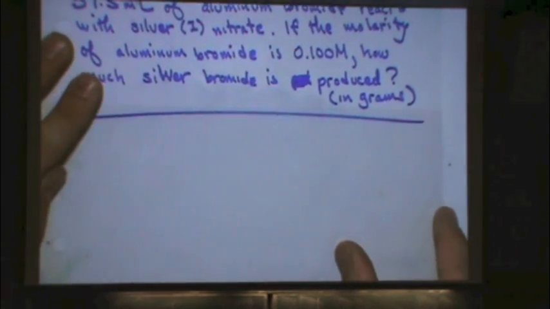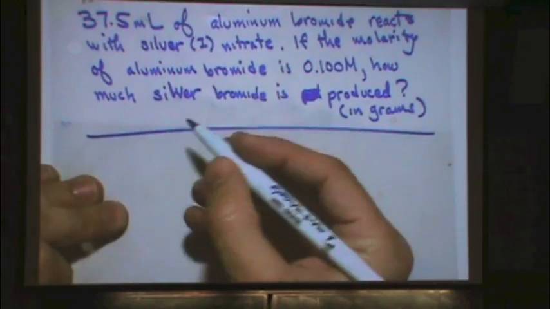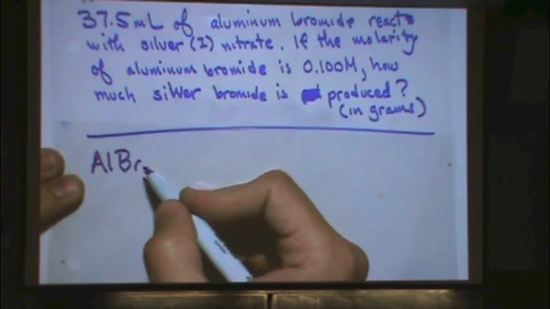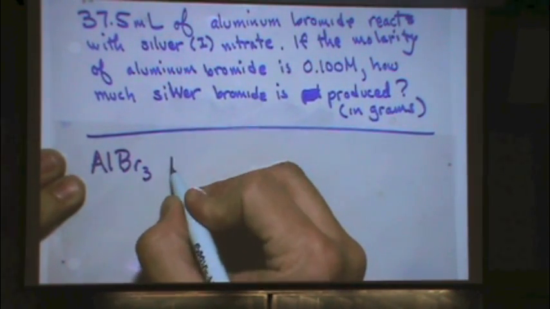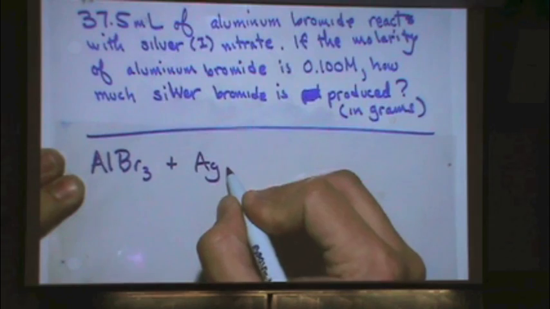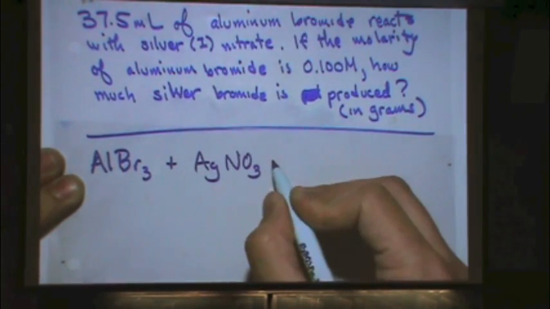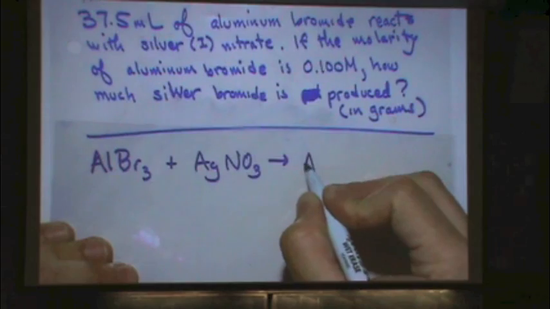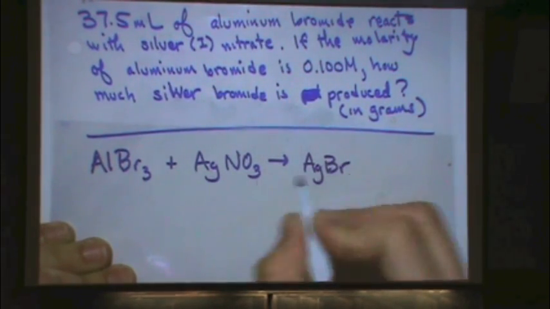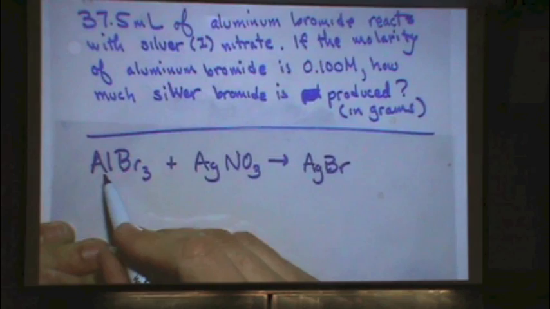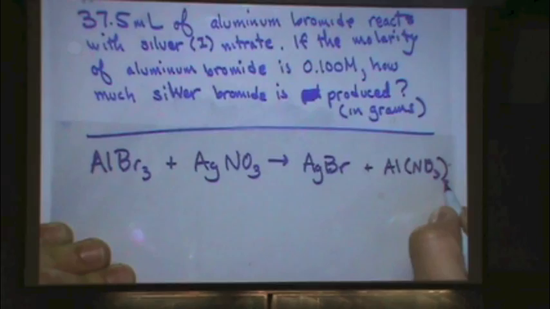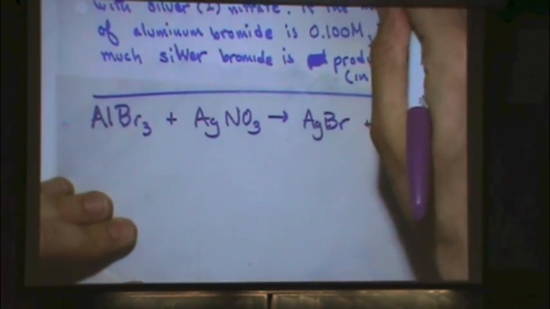When you're doing stoichiometry, always write out the reaction first. So, aluminum bromide, make sure you can get these subscripts right. Three bromines, because aluminum's plus three. Aluminum bromide reacts with silver nitrate. Well, silver's plus one, nitrate's minus one. What kind of reaction would this be? Two ionic compounds, this is a double replacement. So the silver will go with the bromide, to make silver bromide, and the aluminum will go with the nitrate. That makes aluminum nitrate. Aluminum plus three, so make sure you have that three subscript after the nitrate.